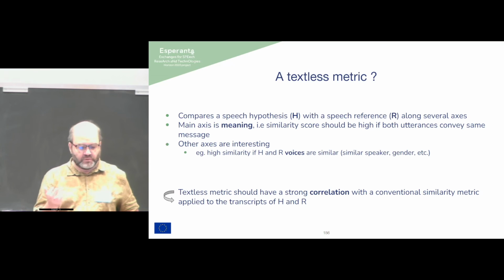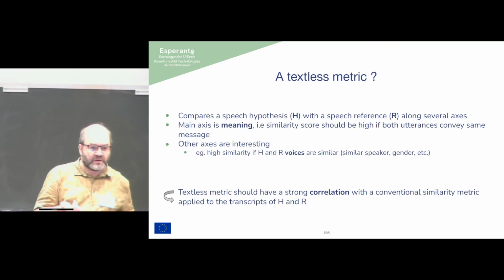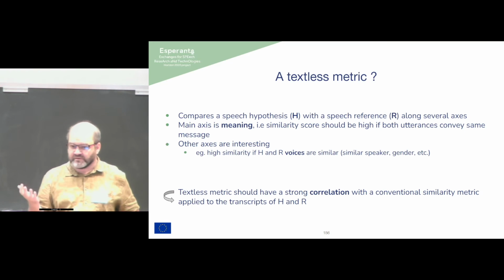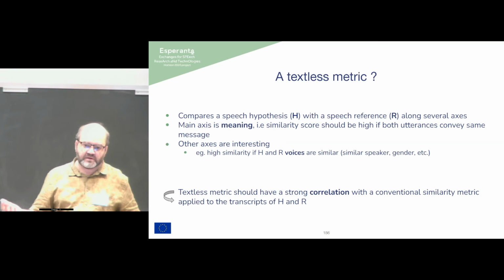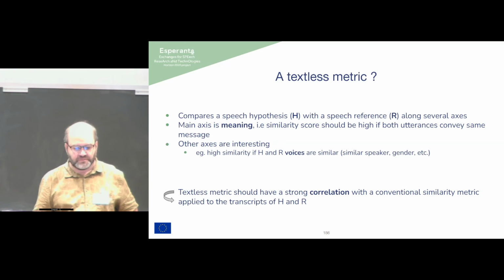And potentially, we want to have other axes for analysis, like if the voice is similar, if it's a similar gender, for instance, similar speakers and prosody, things like that. But that's secondary. The first thing is meaning. And the idea is to build this metric by trying to have a strong correlation with the current text metrics that are used in the domain, such as BLEU, chrF, etc. So if we can create a speech metric that correlates with the text metric, at least we have a good part of the job done.